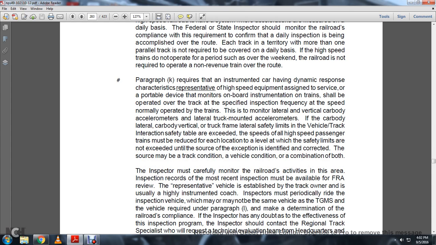Paragraph K requires the instrumented car to have a dynamic response characteristic representative of the high-speed equipment assigned to the service. The portable device monitoring the onboard instrument on the trains shall be operated over the track specified in the inspection frequency at the speed normally operated by the trains.